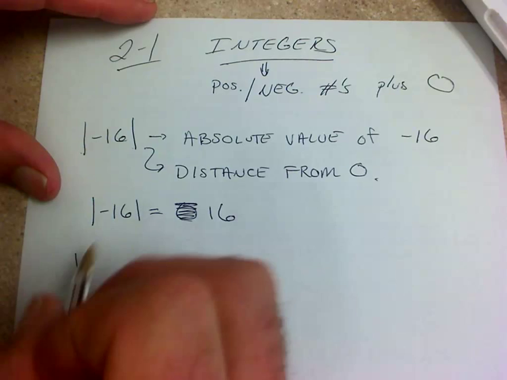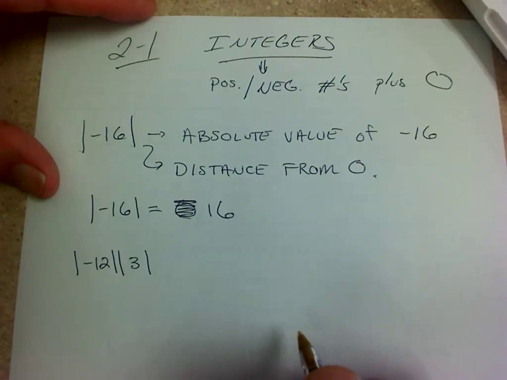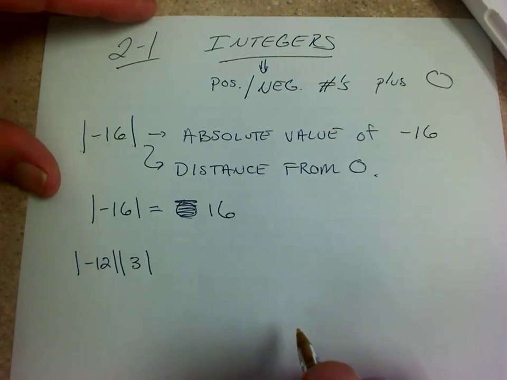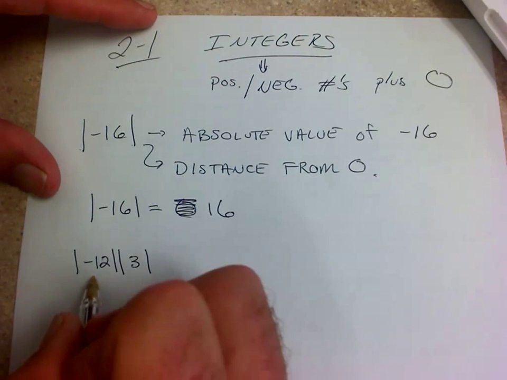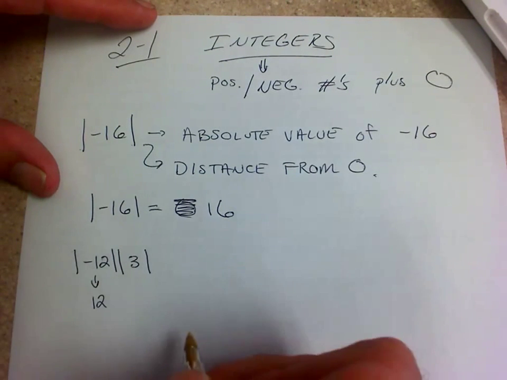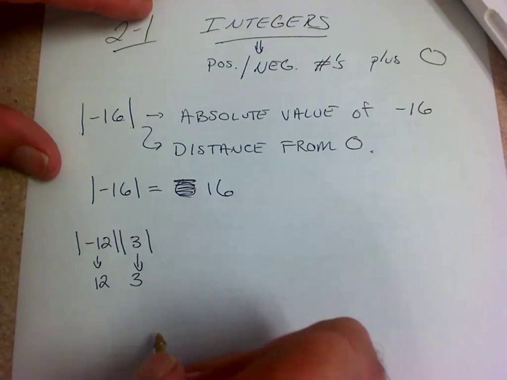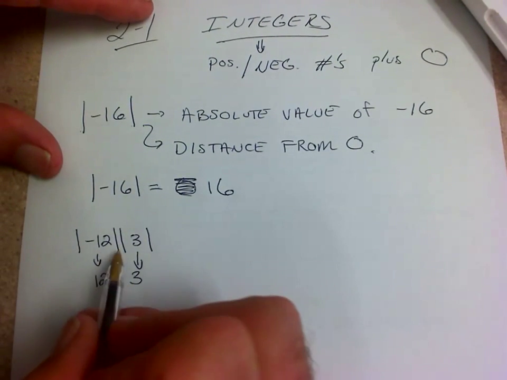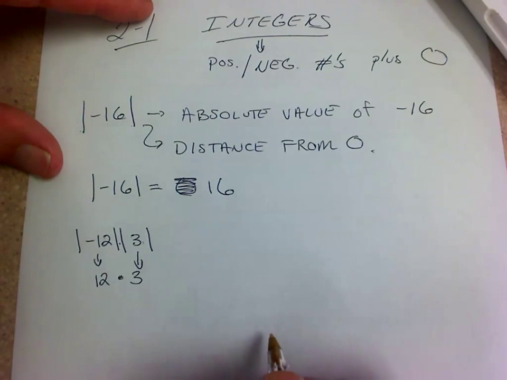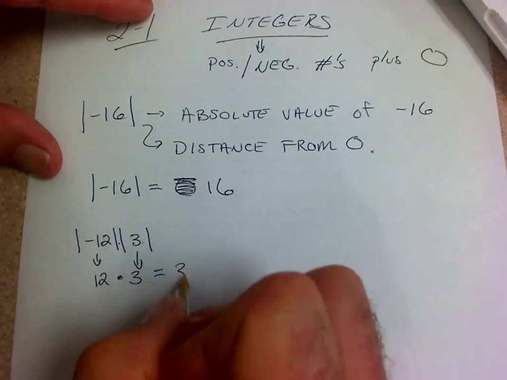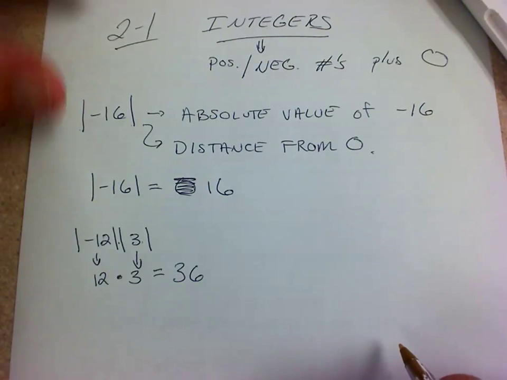Pretty simple. Now we can do a variety of things with this. We can have the absolute value of negative 12, absolute value of 3, so we can have absolute values back to back. We would read this as the absolute value of negative 12, which is 12, and the absolute value of 3 is 3. As we've learned from previous lessons, anytime we have two terms side by side, that's an automatic multiplication. So we would do 12 times 3, which is 36 here.